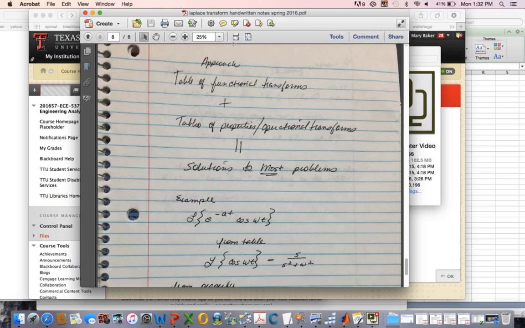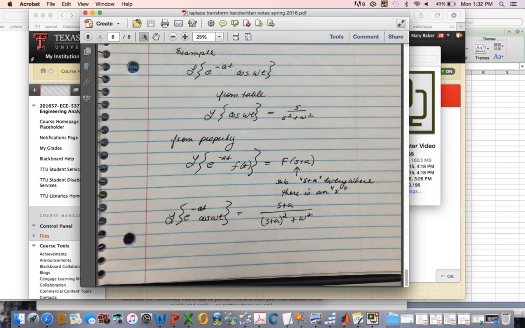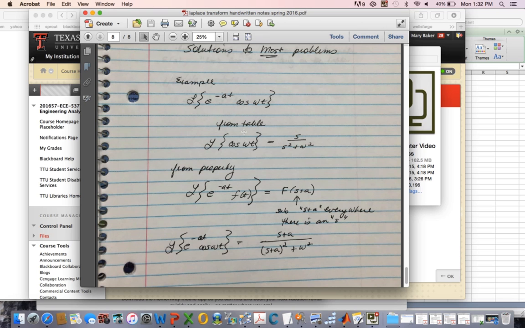Basically, your approach is you're going to have a table of transforms and a table of properties, or maybe it's all one table. And these two combined would give you the solution to most problems. So most problems could be looked up on the table. And if you don't have a complete table, you can sometimes use a combination. So for example, a lot of tables will include this entire expression, so you don't have to do anything else except look up the result.